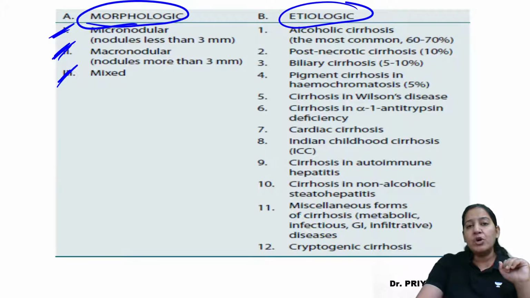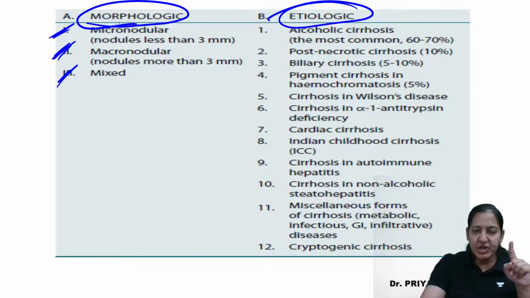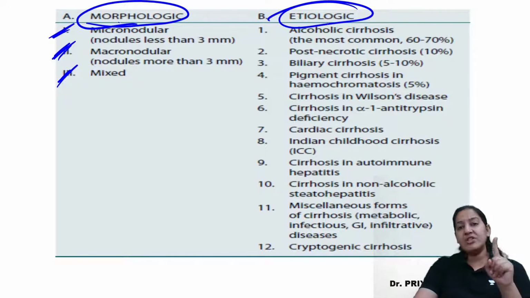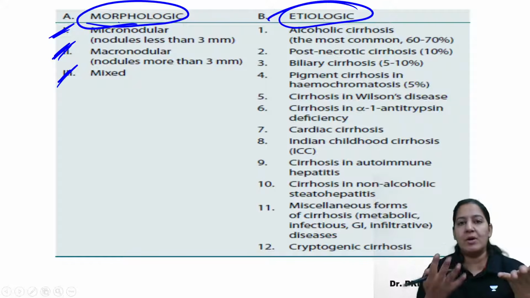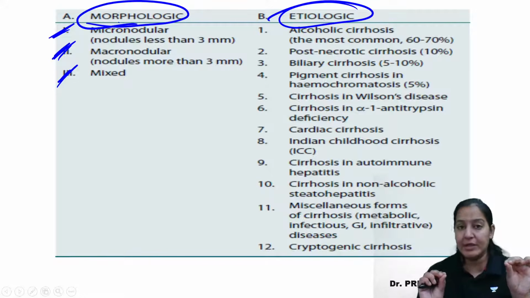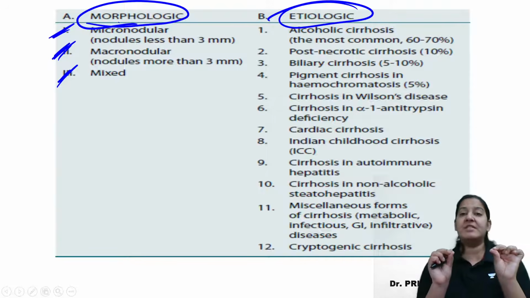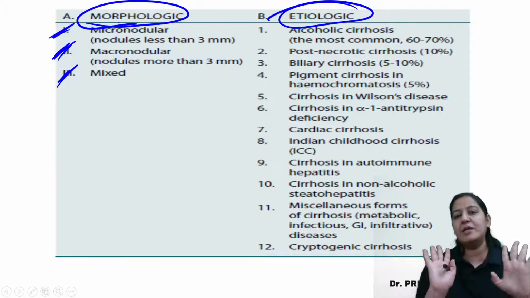Coming to the etiological classification, which is more important. Morphological classification is based on the size of the nodule. Etiological classification is based on the injurious agent which is causing injury. As I have told you, cirrhosis cannot occur without hepatocellular injury. There should be an injurious agent which is causing the necrosis of the hepatocyte. Say yes or no. There should be an injurious agent.